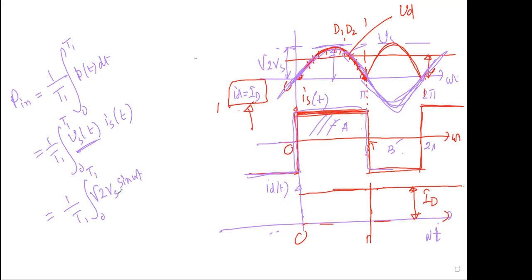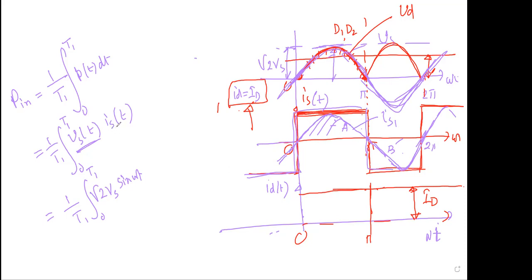We have to find out the fundamental component of the current. What will be the fundamental component of the current wave shape? It will be like this. This will be the fundamental. Why is it fundamental? Because it will have the same frequency as your input voltage. Am I correct or not? So that is your IS1.